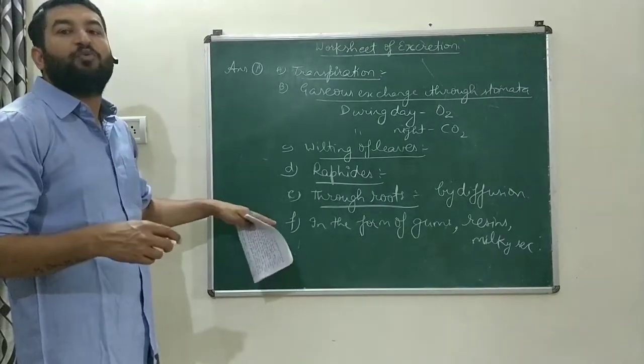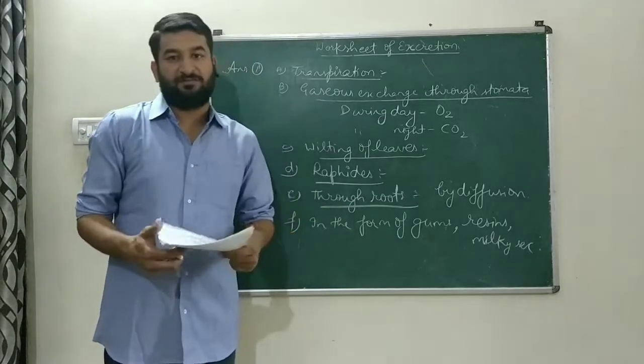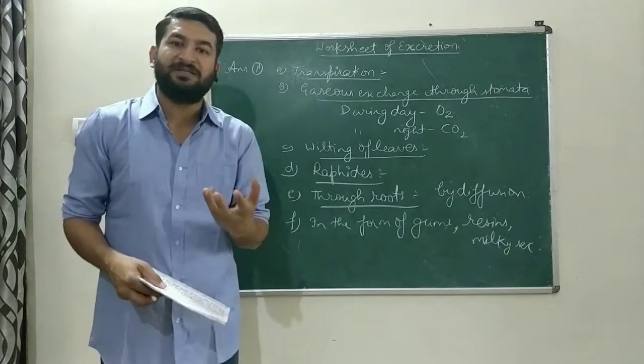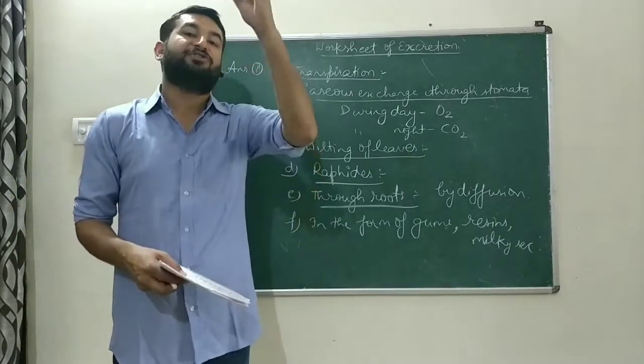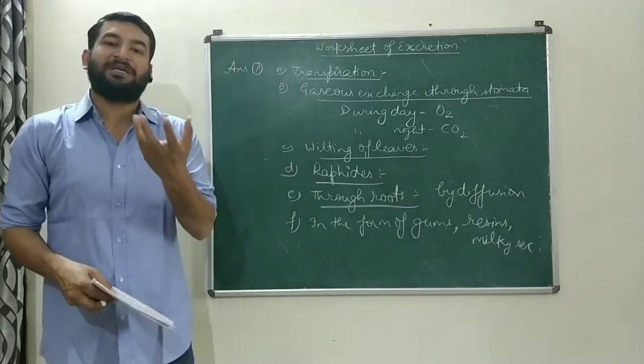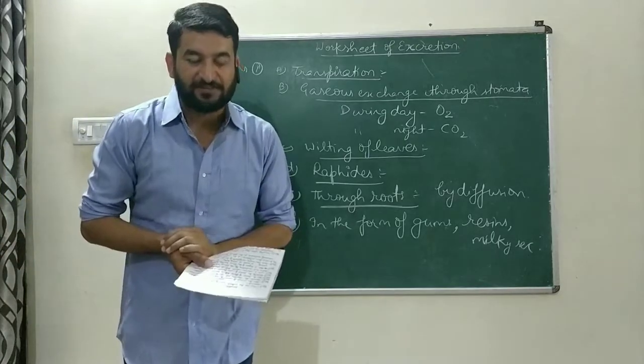In that, you can write one more point, and that is removal of ripened fruits. The ripened fruits also contain certain waste products of the plants. When those ripened fruits shed off, detach from the plant, and those ripened fruits contain the waste, that's how the waste products are removed by the plants.